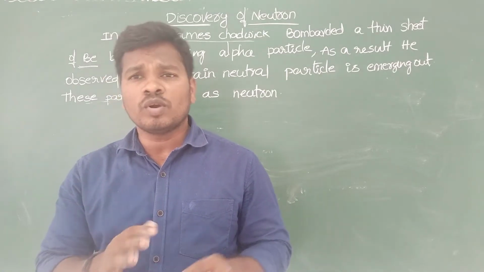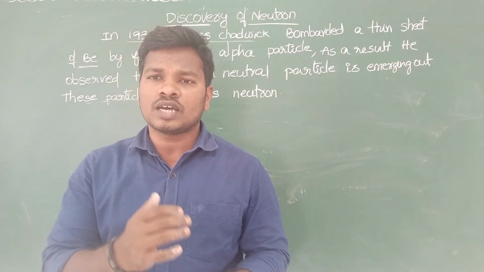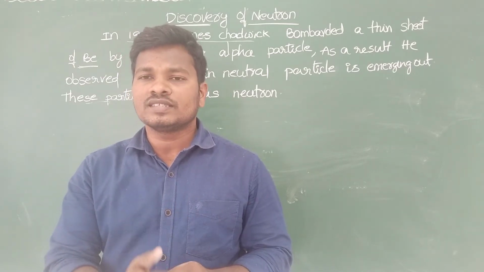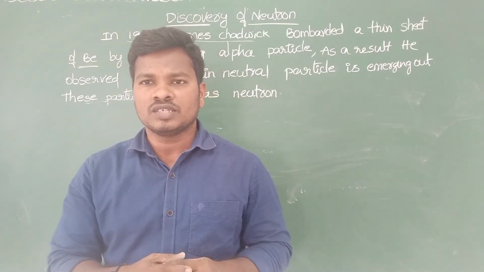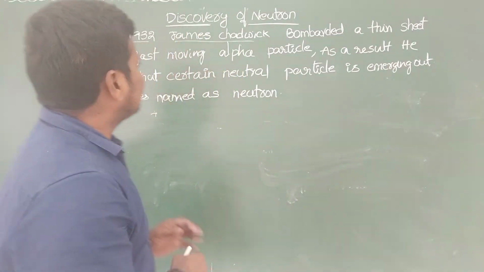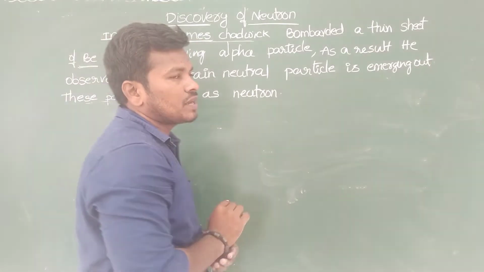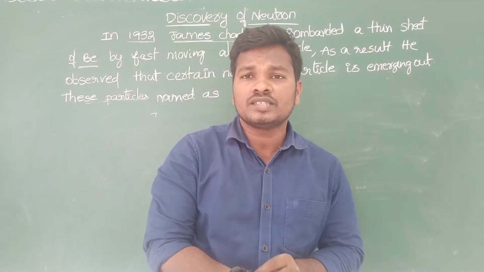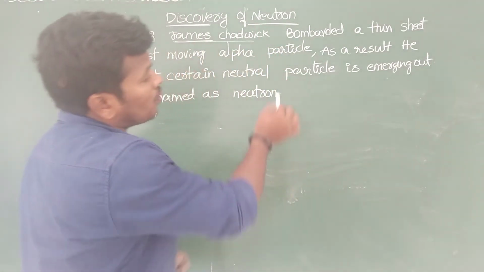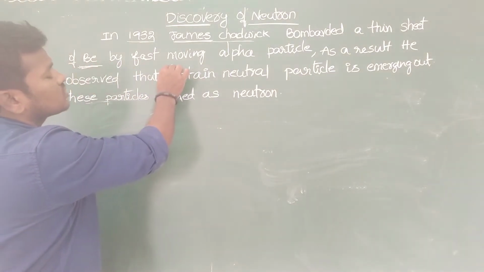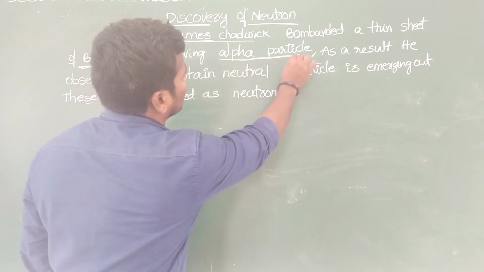So who discovered the neutron? What is its charge to mass ratio? What is its mass in grams? What is its mass in AMU? Now we can see. In 1932, James Chadwick, the scientist who discovered the neutron, bombarded a thin sheet of beryllium with fast moving alpha particles.